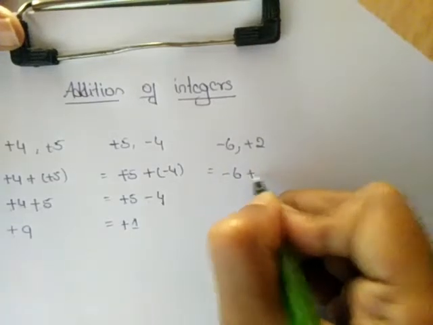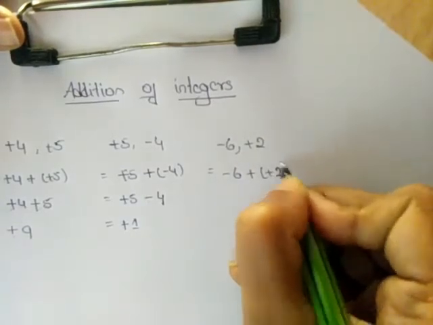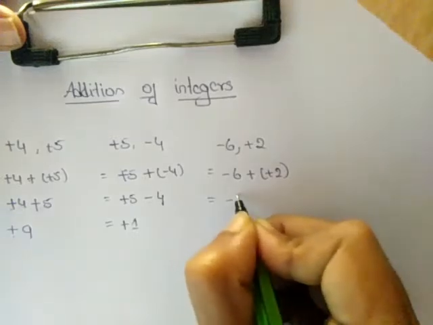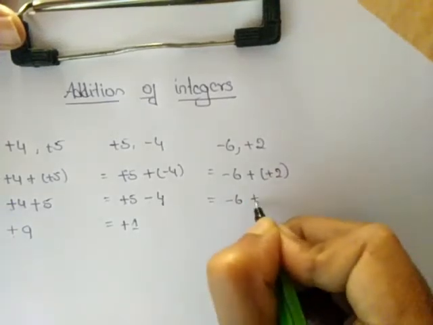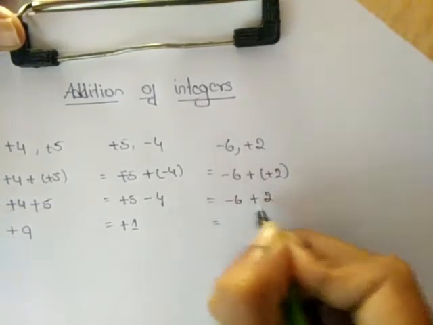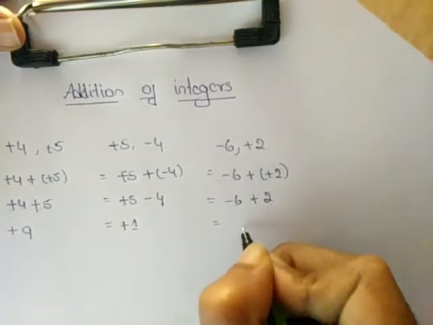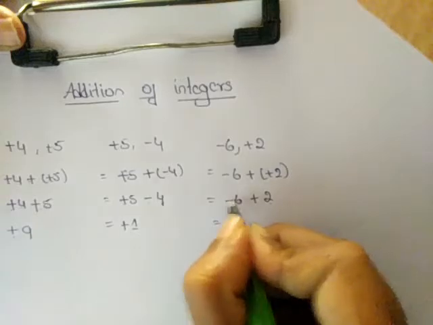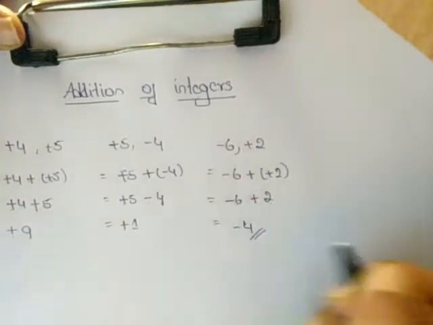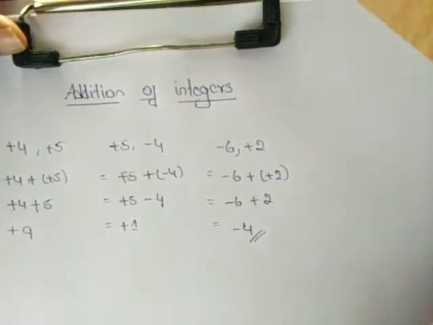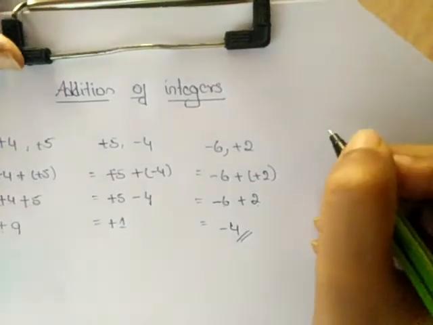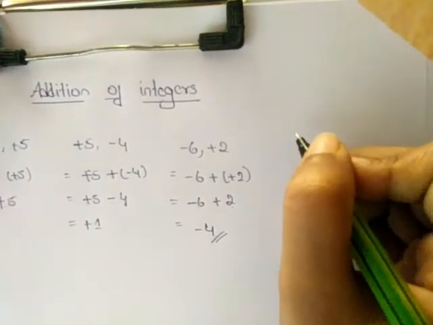Then third example, we'll take minus 6 and plus 2. Minus 6 plus 2, isn't it? So minus 6 plus into plus 2. Again they are having the different sign, so we'll need to subtract. 6 minus 2, 4. Bigger number sign, it is minus. Okay, next, before that students, I think we'll see some tricks here.